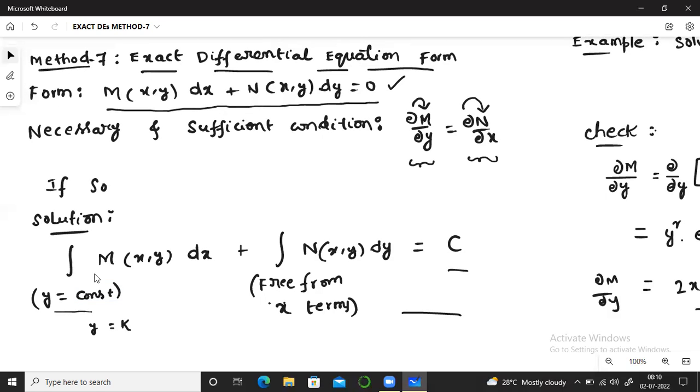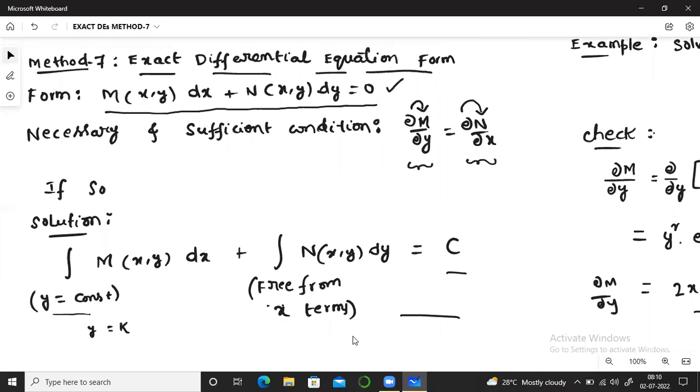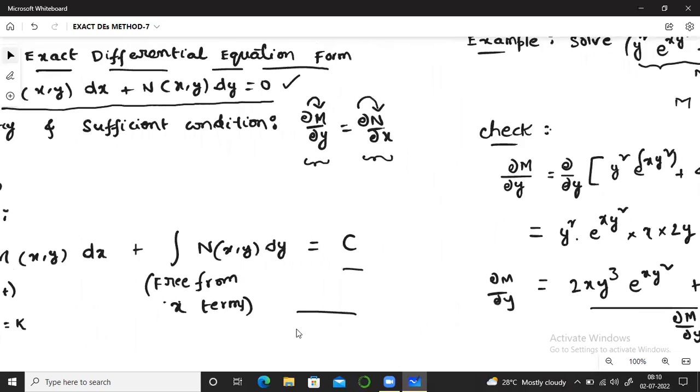But while operating with integral operators, two things you have to keep in mind. The first time, when you are doing integration of m into dx, y should be treated as constant, like y is equal to k. In the second term, it should be free from x terms. It means the n function should be free from x terms. It means you can keep x is equal to 0, and all those terms you can remove.